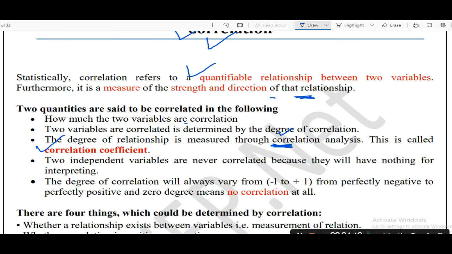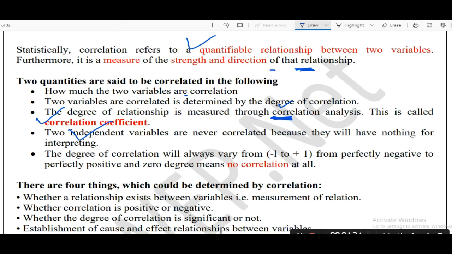That is very important. And two independent variables will never be considered as correlated, because when the variables are independent, they have no relation between them. Then we can't calculate the correlation between them, because they are independent. So they should have some relation between the variables, then we can find out the correlation.